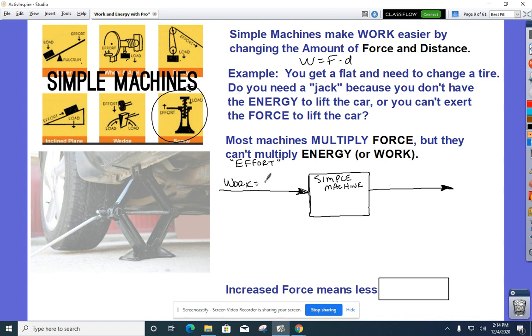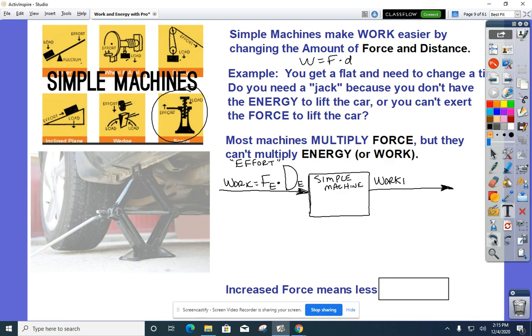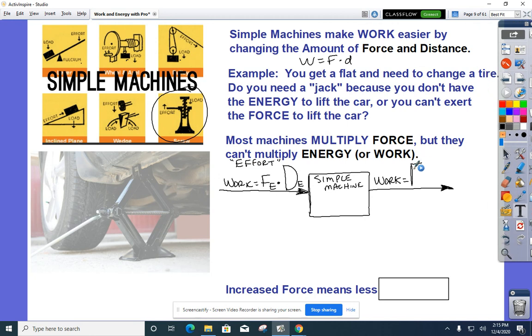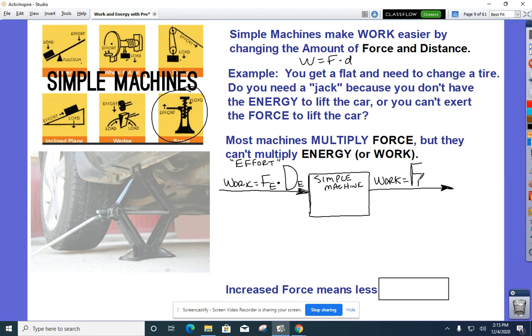So we could say that the input work is the effort force multiplied by the effort distance. Now I'm going to make that D a really big value, and you'll see why in a little bit. So work is force times distance. I'm going to exert some sort of effort force through some sort of effort distance. Now what the machine does is it allows that force to become much bigger. I'm going to call that the resistance side. It does that by making the distance that force acts much smaller.